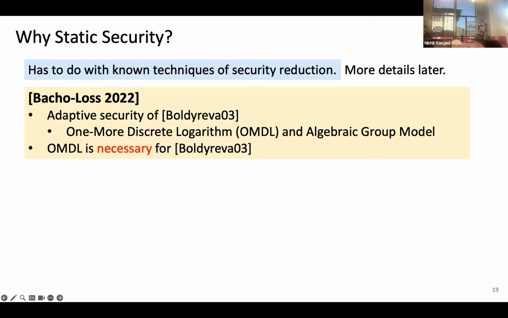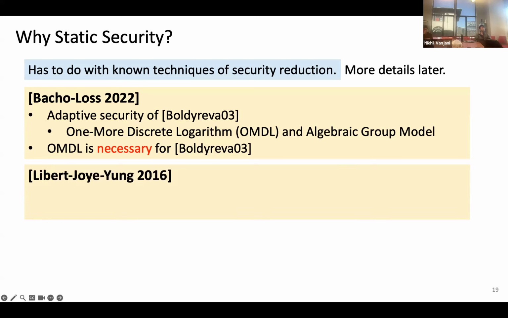And they show that OMDL is necessary for this scheme that I presented. And I found this very, very surprising and very positive. The scheme is so natural, we don't know of any attack, but still we don't know how to prove it's secure. What's the one-more discrete log? Yeah, that's the point you're making, that we don't know this assumption, so we should not use it. It's more like an interactive discrete log assumption where I give you k discrete log challenges, but I give you k-1 accesses to a discrete log oracle. And you're supposed to solve all k. Okay. This one-more, yeah.